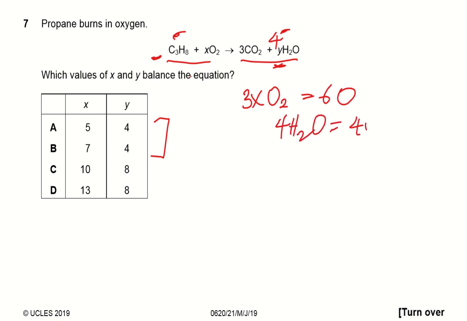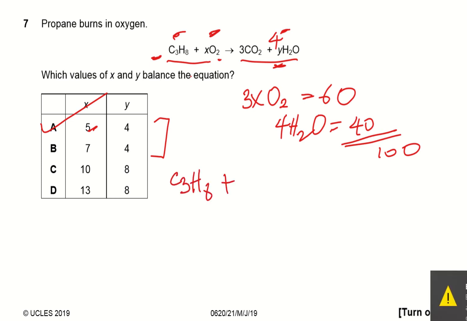That means you have 4 oxygen to give you what? 10 oxygen altogether. So if you have 10 oxygen and this is the only place where you have oxygen, what do you need to multiply 2 by to give you 10? That is 5. Okay, so this is the correct answer. So the equation will be balanced when you have this.